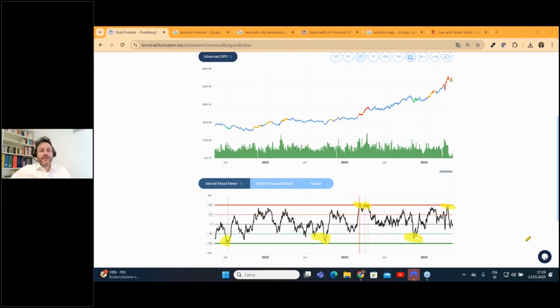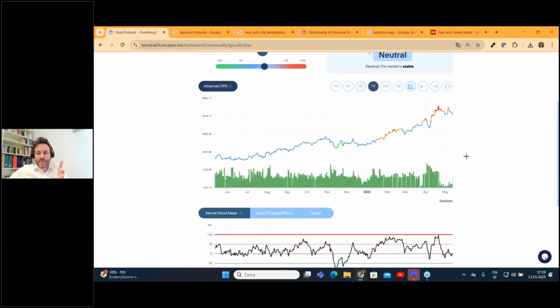And of course, when we are in oversold, which we also call panic selling, we are in a buy area. When we are in overbought, which we also call FOMO, fear of missing out, we are close to a potential top, okay? For example, in this case, how can we interpret this indicator? Very simple. We are exactly in the middle, okay?